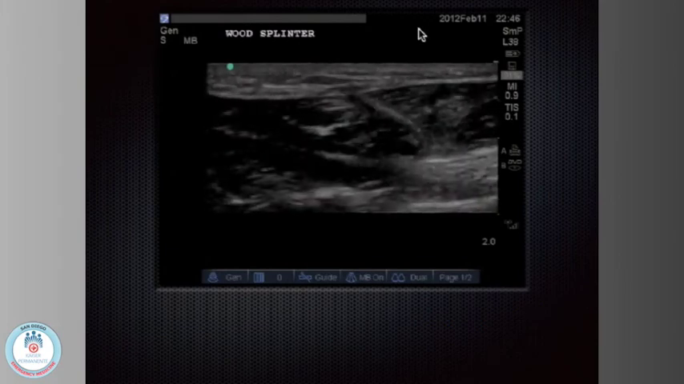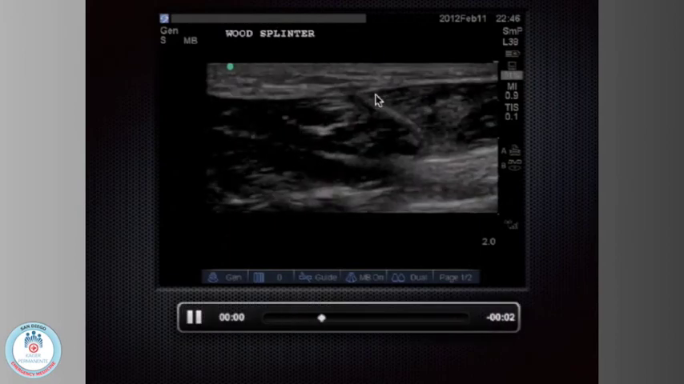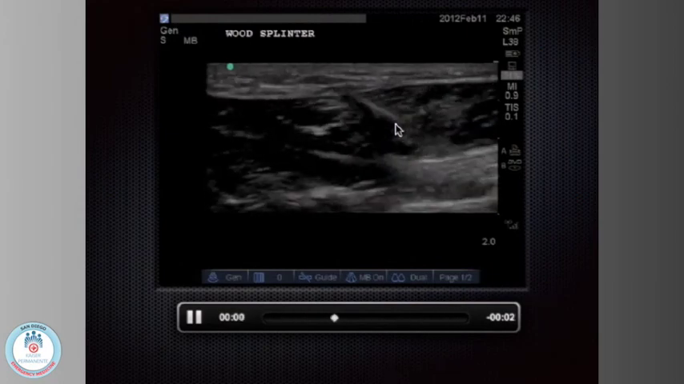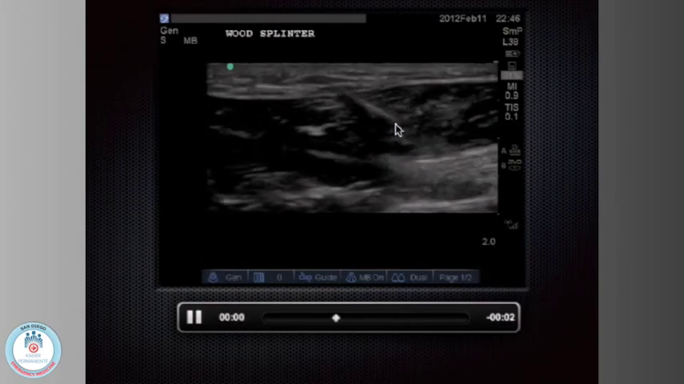But yeah, just a wood splinter. Sometimes it's kind of hard to see a foreign object in the tissue, but if you look at the normal tissue lines, like here are the tissue planes, right? They're kind of going like this across the screen. Do you see that? This interrupts that normal tissue plane. And so that's how you find a foreign object. It interrupts the normal layering of the muscle fibers in this case.